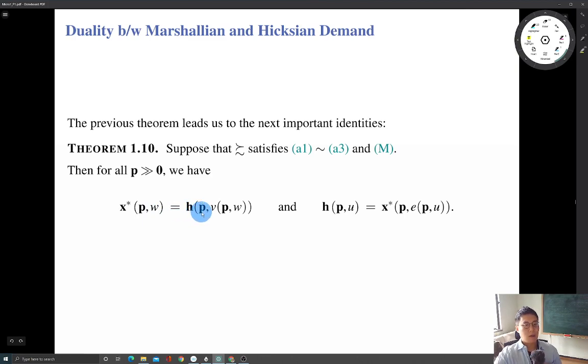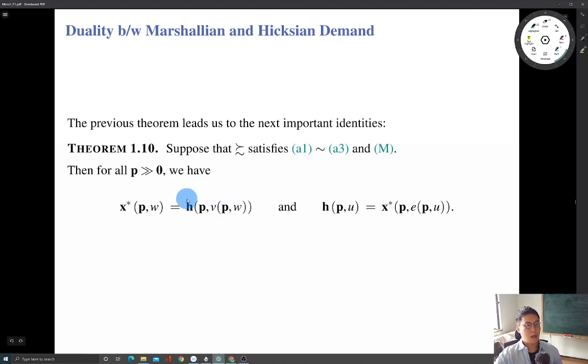But now we substitute indirect utility in place of the target utility on the right hand side. Then these two demand functions indicate the same demand schedule. And then vice versa. If we substitute the expenditure function in place of W in the Walrasian demand, then we obtain the Hicksian demand. So that describes the relationship between the two demand functions.